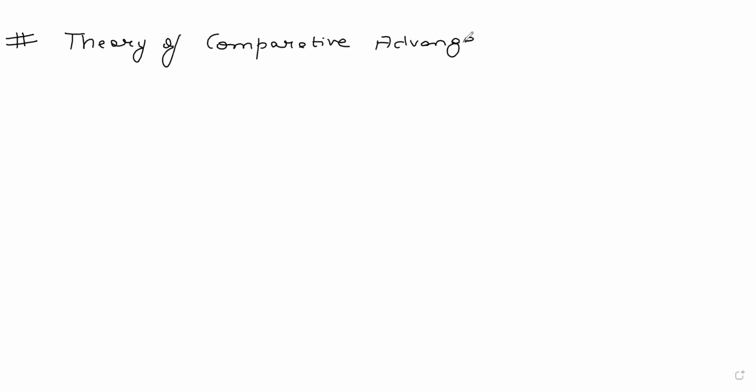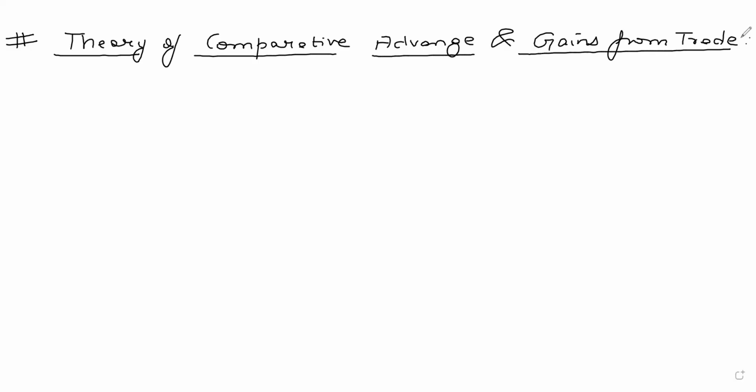We intend to start with a new topic within our lectures on introductory microeconomics. This is the theory of comparative advantage and the gains from trade. This topic is an extension of the concept of production possibility curve.